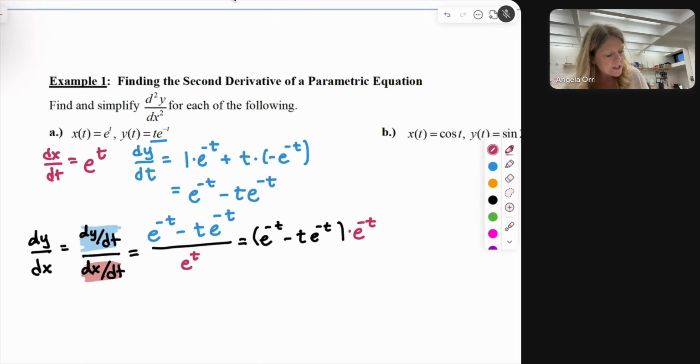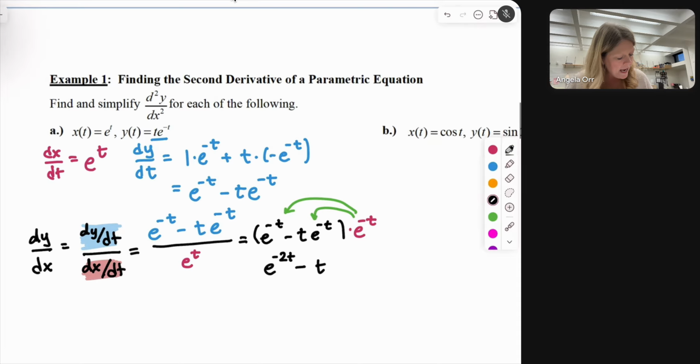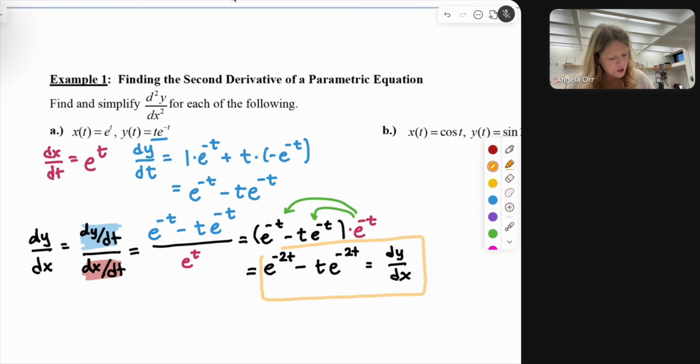Okay, so let's go ahead and I'm going to distribute the e^(-t) to both of those terms. And so what I get for the first term, e^(-t) times another e^(-t) is e^(-2t), minus t e^(-t) times e^(-t), once again, is t e^(-2t). So this is our most usable dy/dx. Okay, so that's our first derivative.